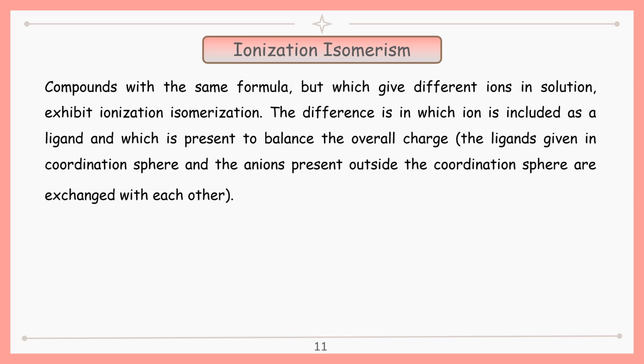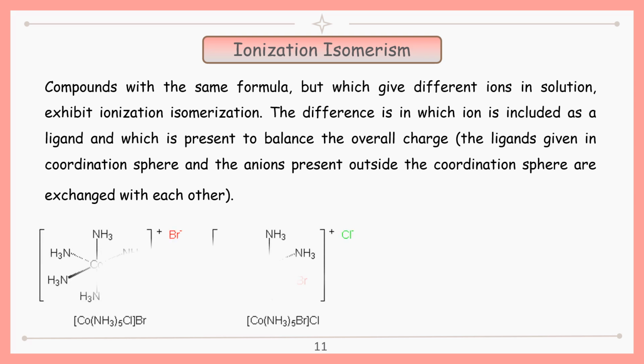Ionization isomerism. Compounds with the same formula but which give different ions in solution exhibit ionization isomerism. The difference is in which ion is included as the ligand and which is present to balance the overall charge. For example, pentaamminechloridocobalt bromide exhibits 2 different isomers. In the first case, the chlorine is present inside the coordination sphere, and in the second case, chlorine is present outside the coordination sphere to balance the overall charge.